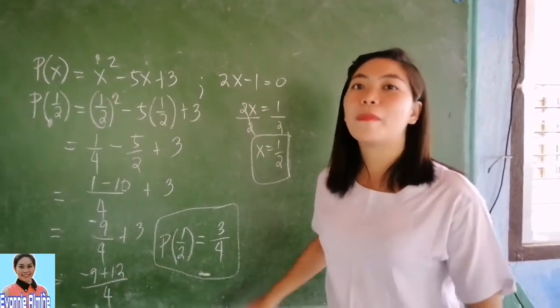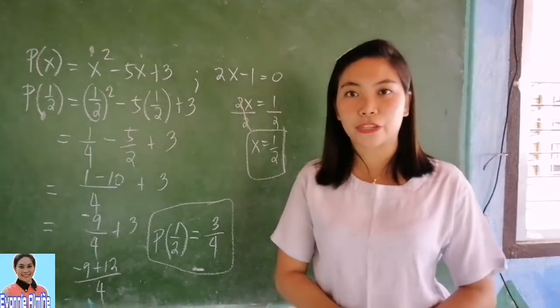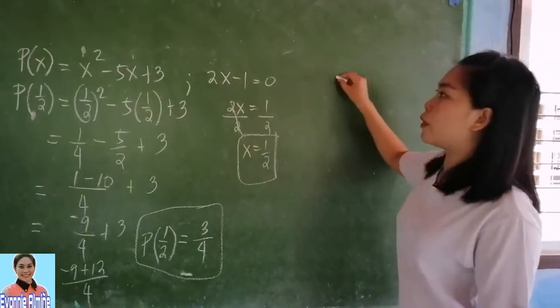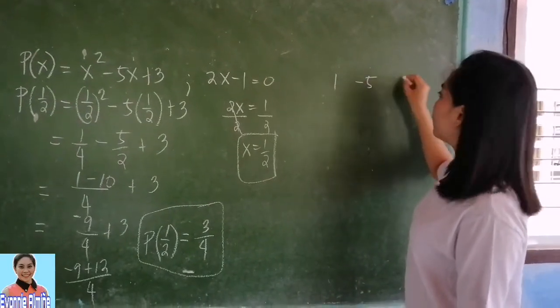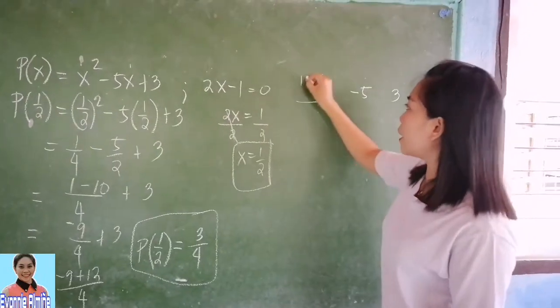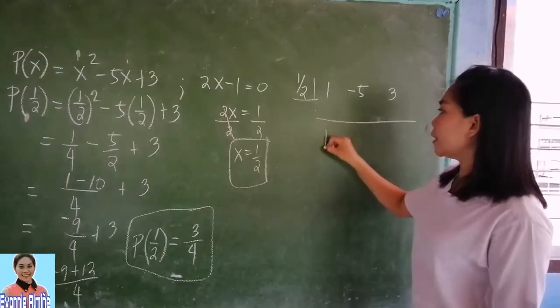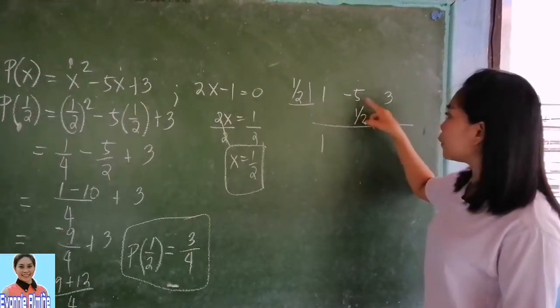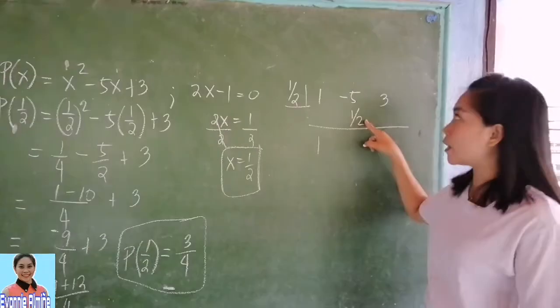I-try po natin kung magkatulad yung sagot na makukuha natin using the synthetic division method. So, same process of course. You have 1, negative 5, and 3. Ano po yung divisor natin? Of course, 1/2. Bring down 1. 1 times 1/2, you have 1/2. The negative 5 plus 1/2.